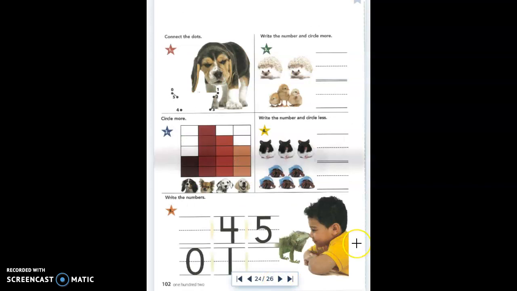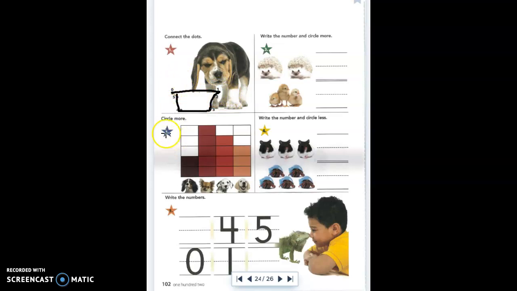Turning over to page 102, let's see what we need to do here. For number 1, they would like us to connect the dots. So I need to begin by looking at the smallest number in my group. The smallest number I have here is not 1, but 0. So I'm going to begin at 0. So after 0 comes 1. I will go over here to 1, and then I'll go down to 2, then 3, continuing to count to 4, and then up to 5. And 5 is my last number.